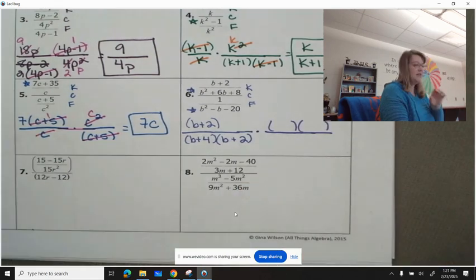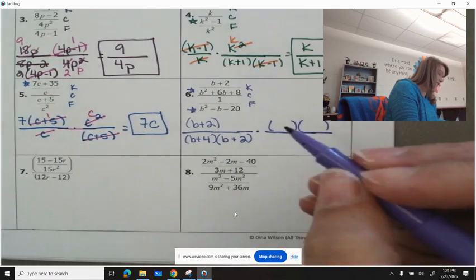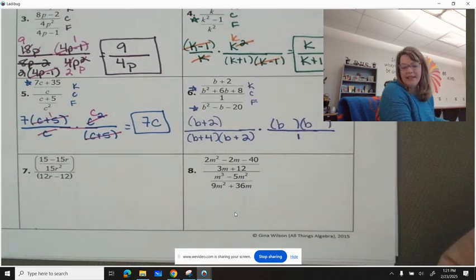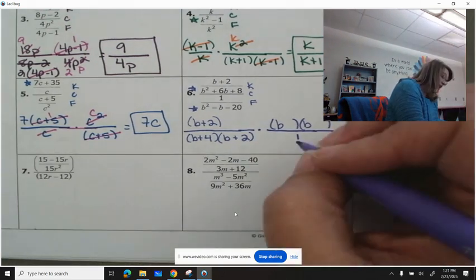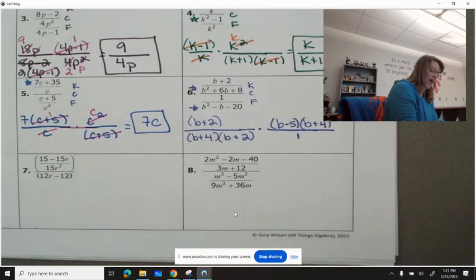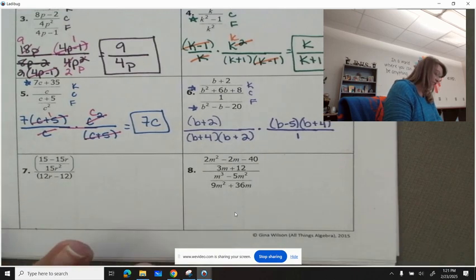So I need to find, excuse me, two numbers that multiply to negative 20 and add to negative 1. So if I want negative 20, I think I need to use negative 5 and positive 4 because I also want negative 1. So negative 5 and positive 4. All right, now I can do the fun part. I can see what common binomials I have.